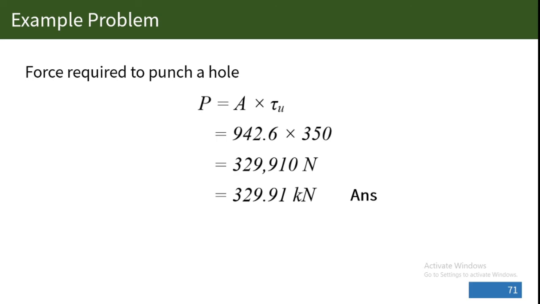So we first get the area resisting the shearing load, 942.6 millimeters squared. After that, since we are given the maximum shearing resistance of the plate, we simply solve the required force by substituting values. Thus, we got the final value of the required force, 329.91 kilonewtons.